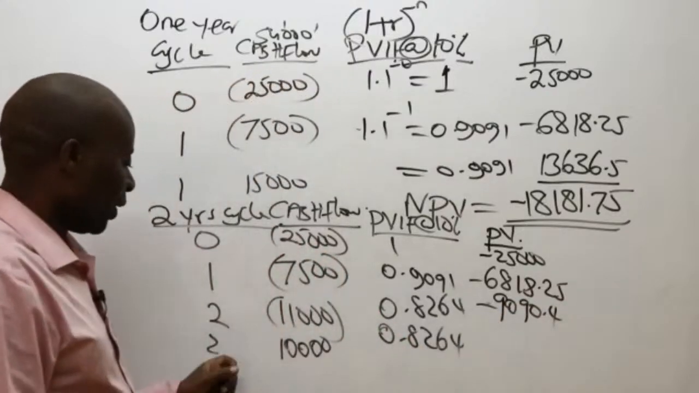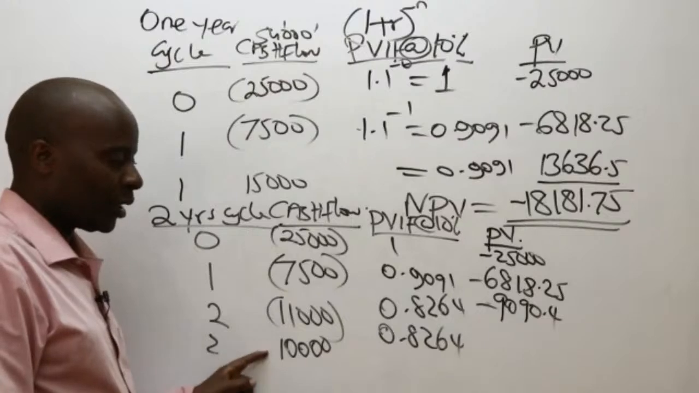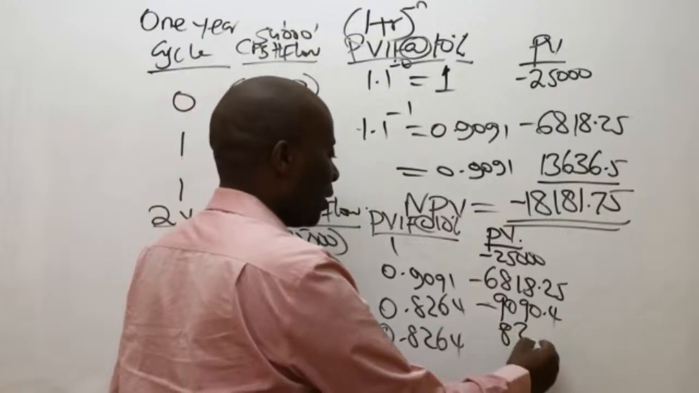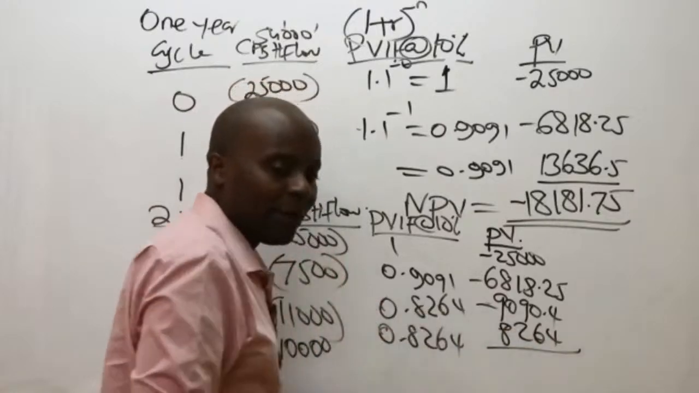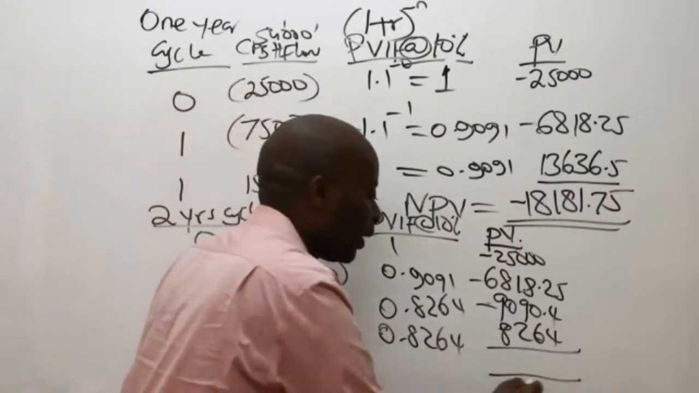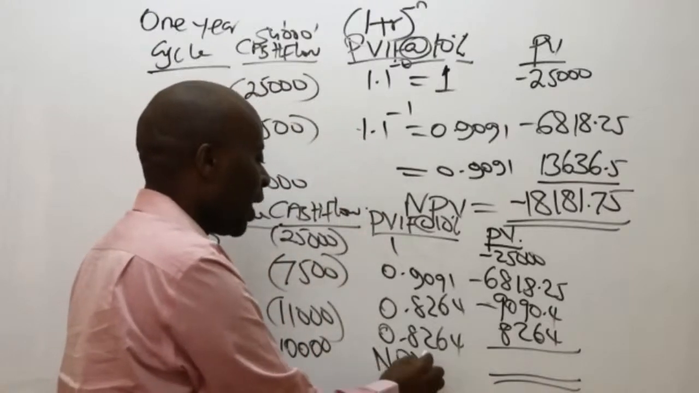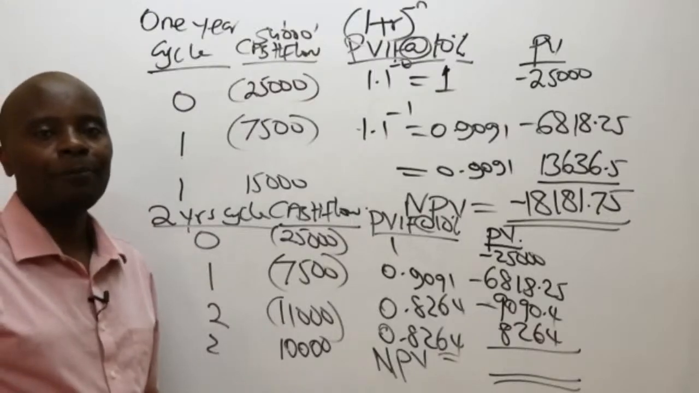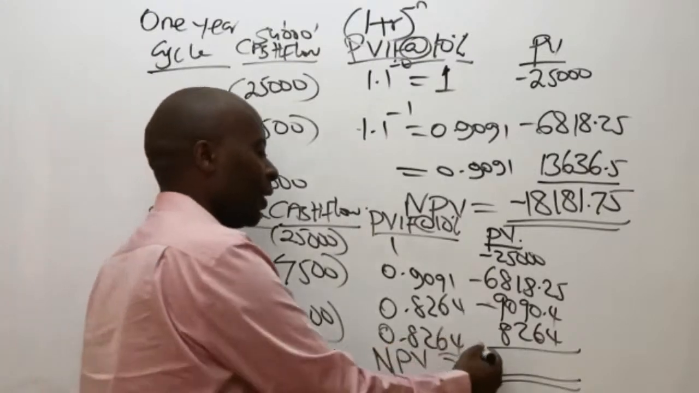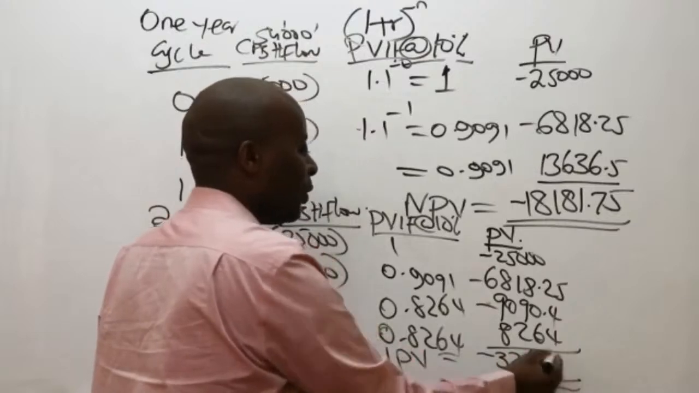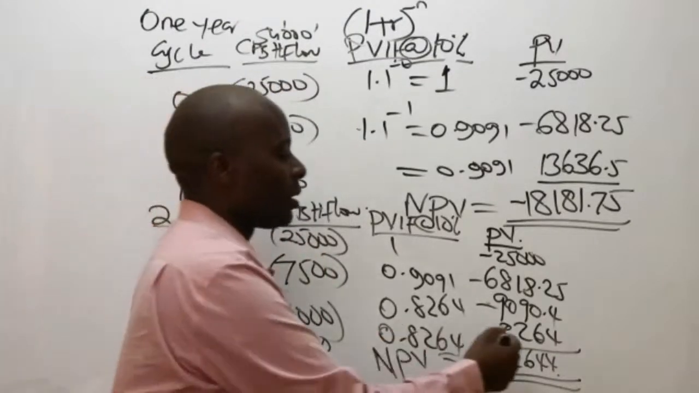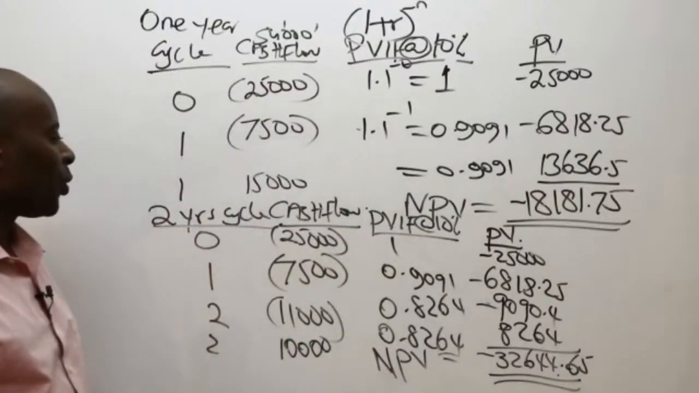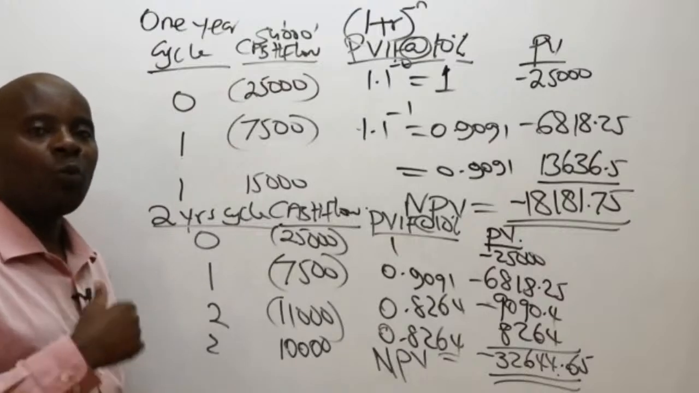From there, we go to this other resale value, which is 10,000 multiplied by this. 10,000 multiplied by this will be 8,264. Now come and add. I hope my cameraman can still see me all the way up to here. So we have what we call net present value. Negative 32,644. Thank you very much. Negative 32.65.